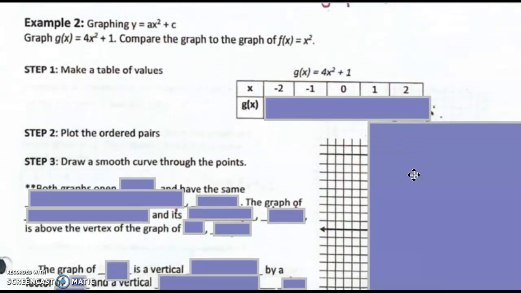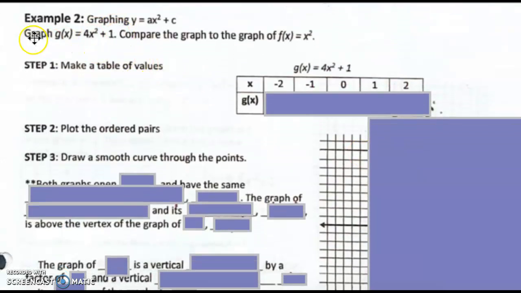All right, example 2. Let's see, we're graphing 4x squared plus 1 and comparing that to the graph of x squared. So now, not only are we moving it up 1, we're also looking back at what we talked about in the last section with this 4 right here. So we're going to make a table of values.